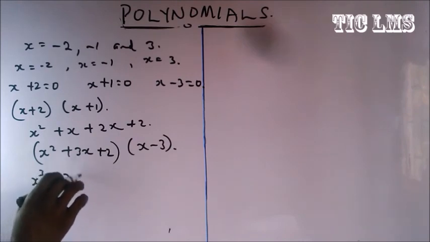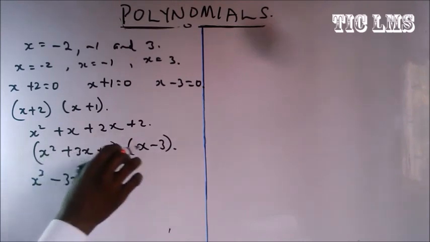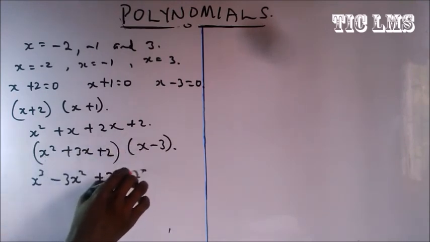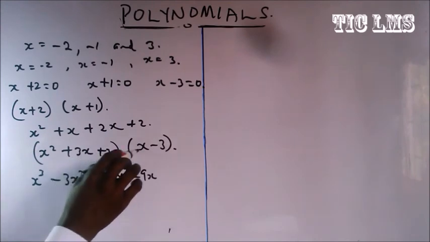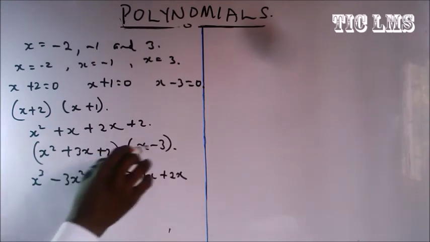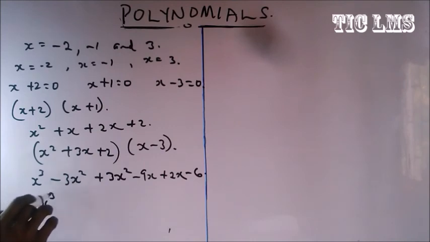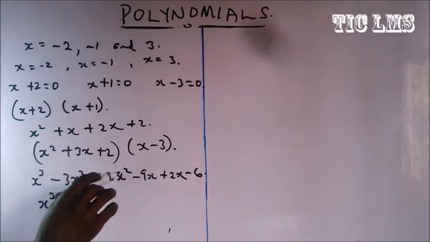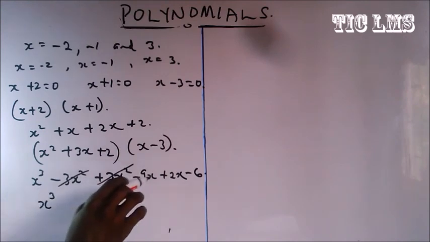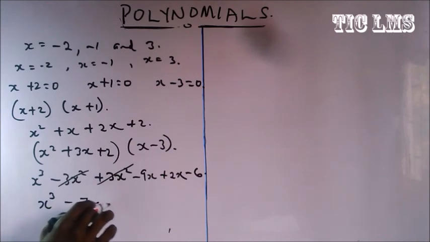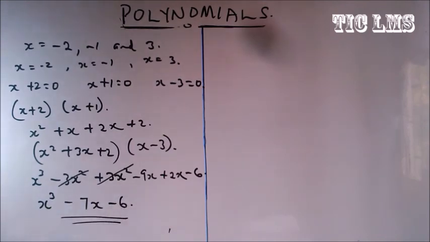We have minus 3x squared. Next, 3x times x, we have 3x squared. 3x times minus 3, we have minus 9x. And then 2 times x, 2x. 2 times minus 3, that's minus 6. We'll bring the like terms together. Alright, so with that, we will now say that x raised to the power 3, minus 3x squared plus 3x squared gives 0. Minus 9x plus 2x, we have minus 7x minus 6. Hence, that is the polynomial that we are to look for.